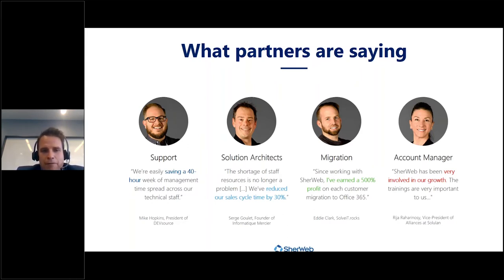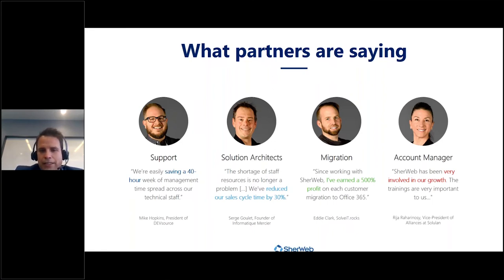For example, Serge at Informatique Mercier, the solution architects and the migration team were able to reduce their sales cycle by upwards of 30%. So their sales team, by having the right content, the right know-how, knowing how to approach each customer, what questions to ask, how to position the cloud service in question, and the assistance of solution architects to help scope, qualify, and build an accurate proposal, helped them reduce the sales cycle by 30%, and that had a direct impact on how much new cloud revenue they are able to bring into the business on a yearly basis.